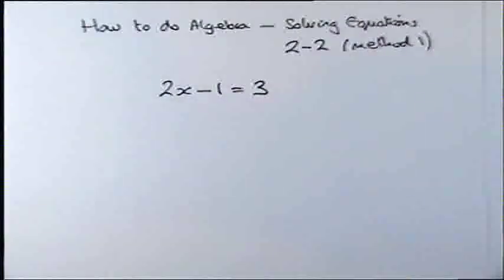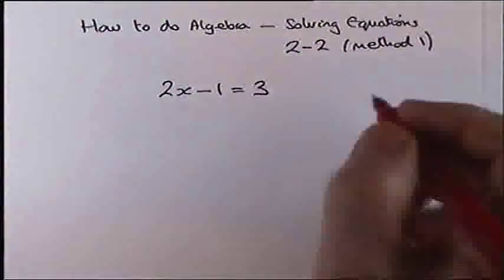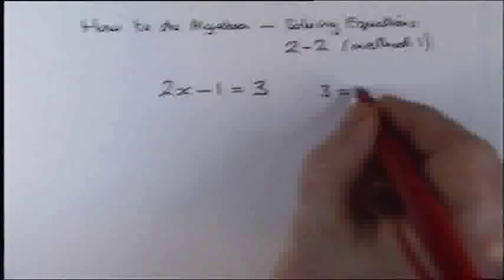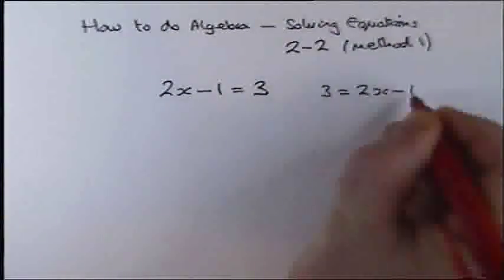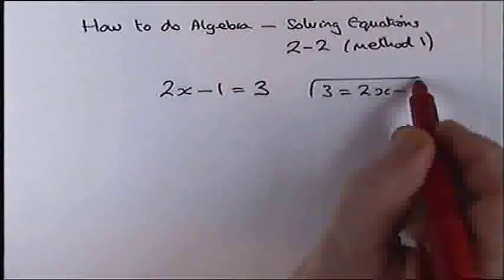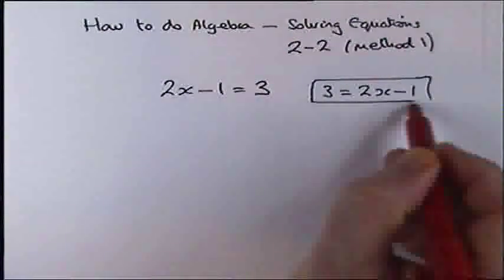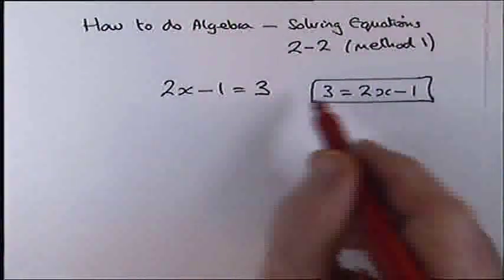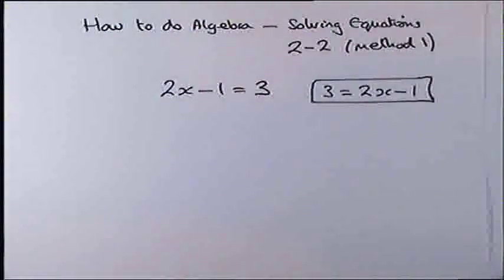2x minus 1 is equal to 3. Now remember, as I said on a previous video, that's the same as 3 equals 2x minus 1. So don't be thrown if they write the equation around this way. And also don't be thrown if they use a different letter for the unknown. It can be any letter, although we do avoid O and I and L and E.